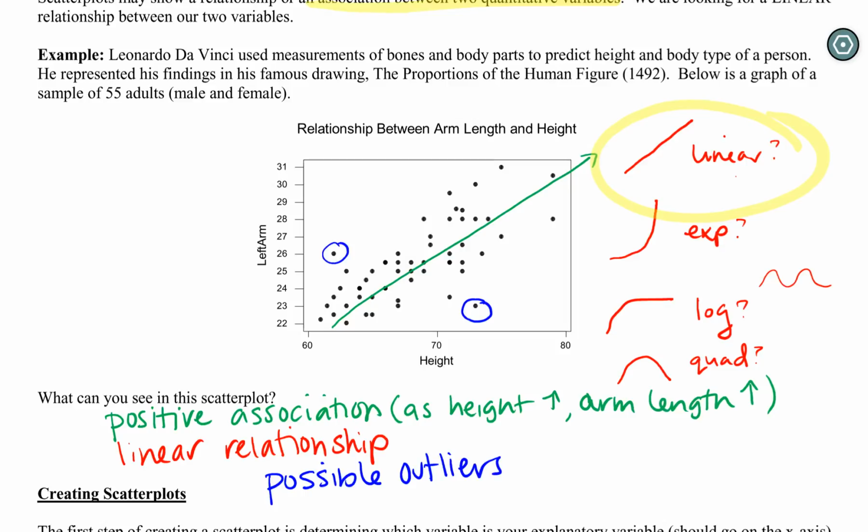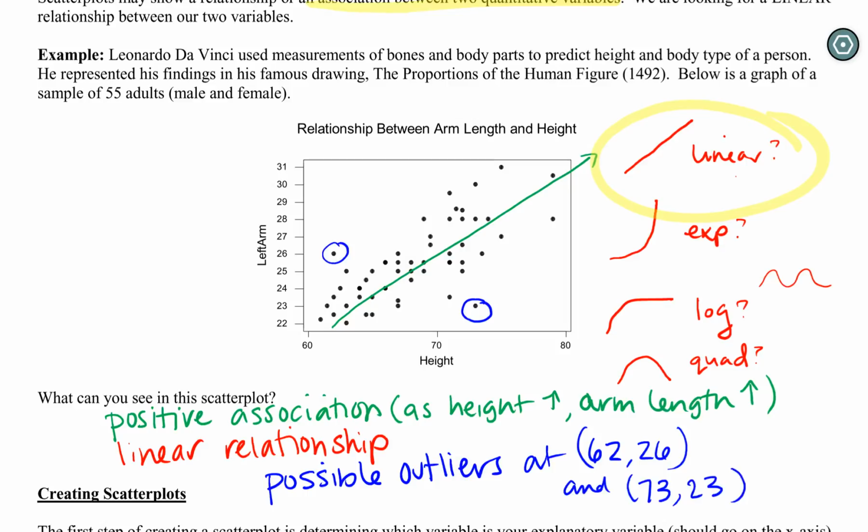And these possible outliers, whenever you say this, you need to tell me where they are. So we'd say it's about 62, 26, right? It's an ordered pair, x comma y. And then let's call that what, 73, 23.